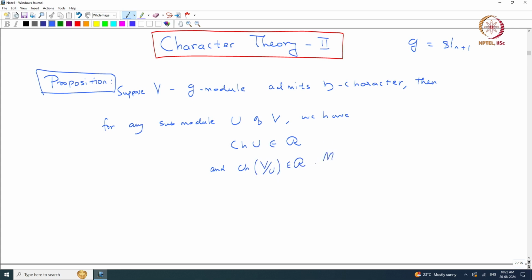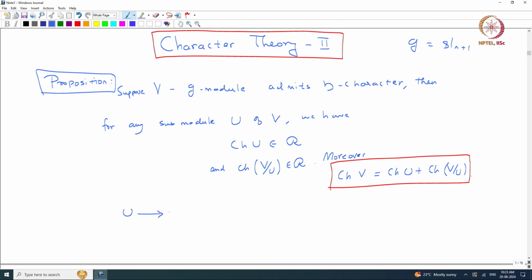Moreover, the character of V is indeed given by the character of U plus the character of V mod U. This is the most important identity. Basically, if you think in terms of the exact sequence, the character respects that exact sequence very well. So, you have this exact sequence U to V, V modulo U to 0. This is the short exact sequence of G modules we are considering.